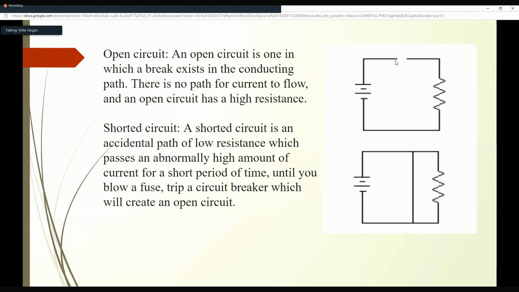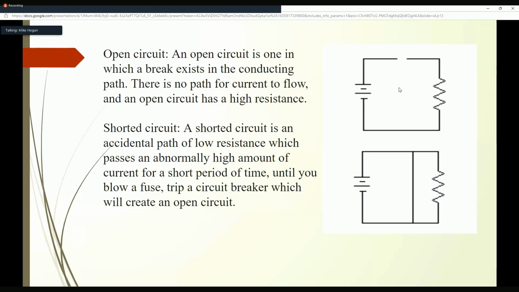Maybe a conductor was damaged. Who knows what happened here? But you've got electrons that will not flow, and so therefore I don't get any current flow in this circuit because I have an open in this circuit.